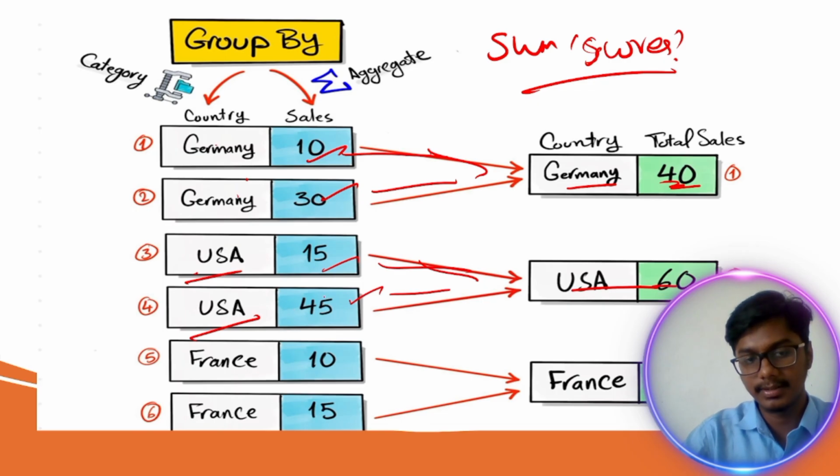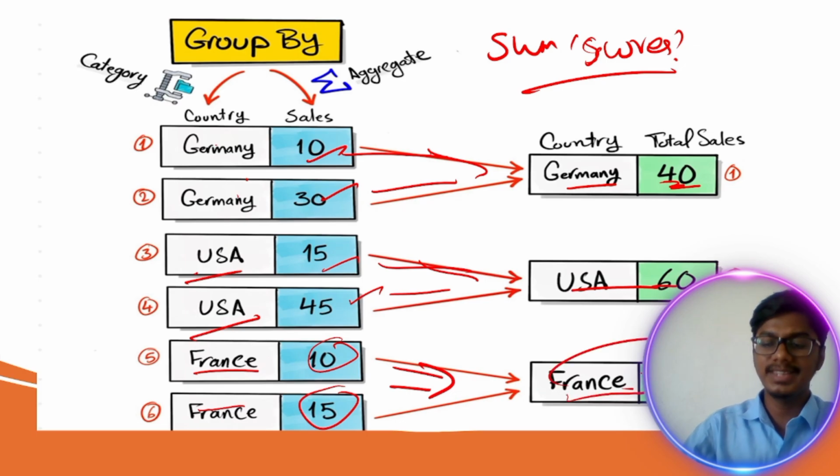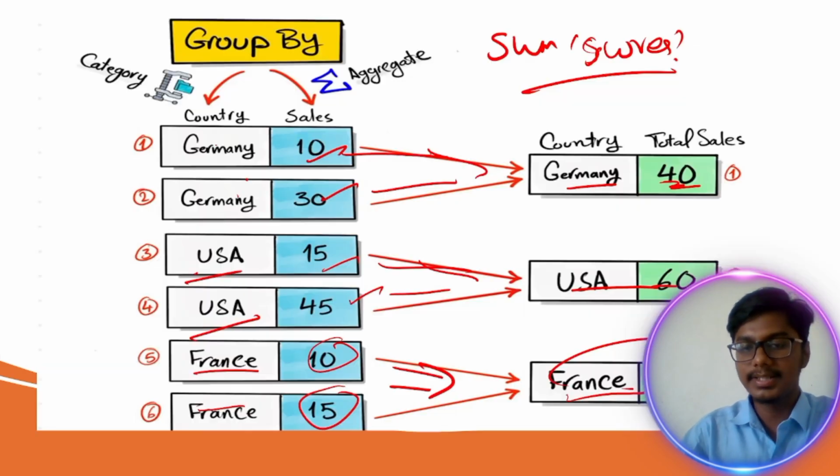Later we have France. In the first row the score is 10 and in the second it is 15. We merge them and get France 25. That's the basic intuition, right? That is how it works.